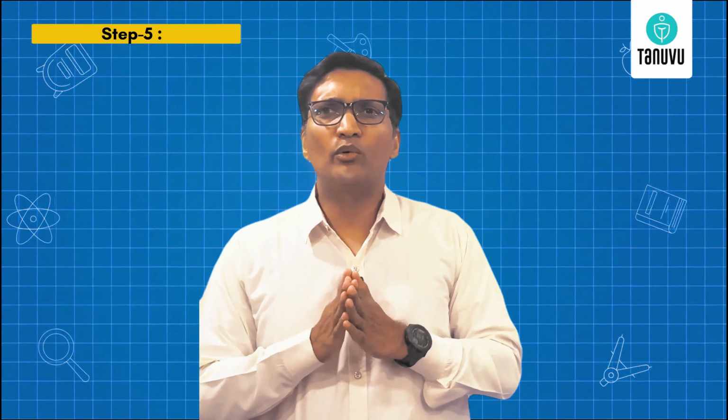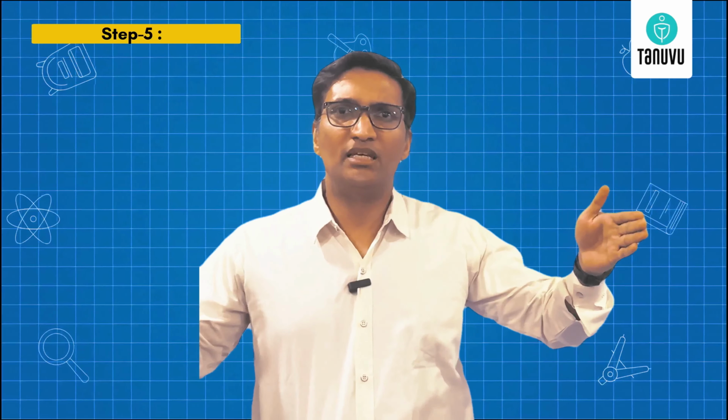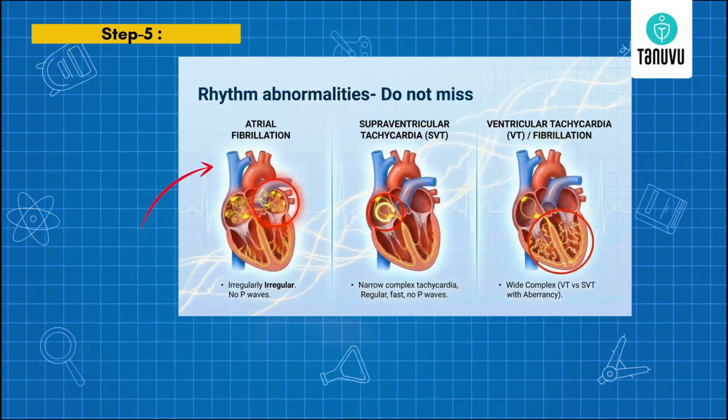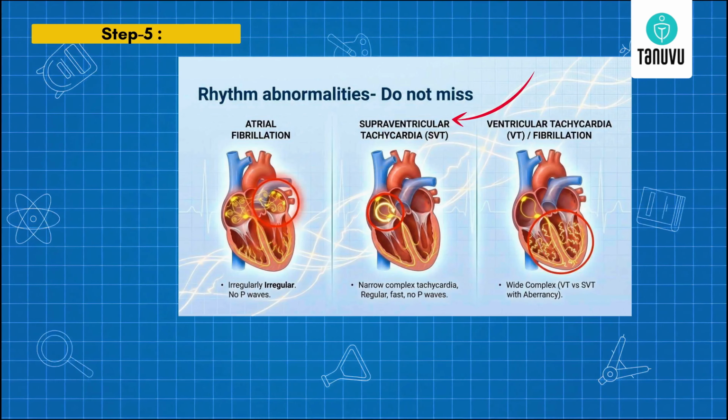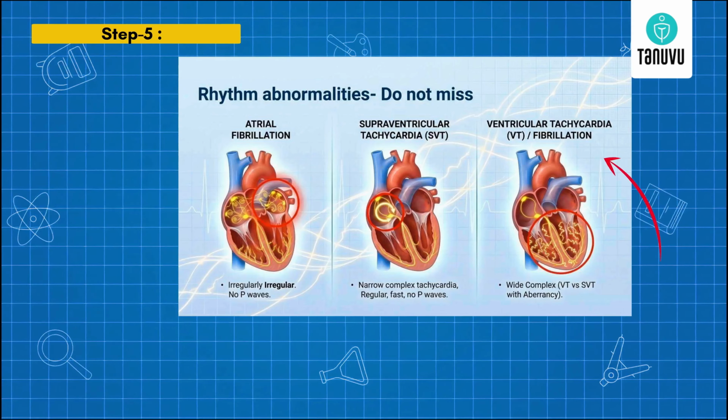Step 5 in reading ECG is to master the tachycardia algorithm. There are a lot of tachycardias. I will not be going into in-depth of everything. The idea of this is to master the 3 main tachycardias that are commonly seen on ECGs. The atrial fibrillation, the SVT and the ventricular tachycardia.